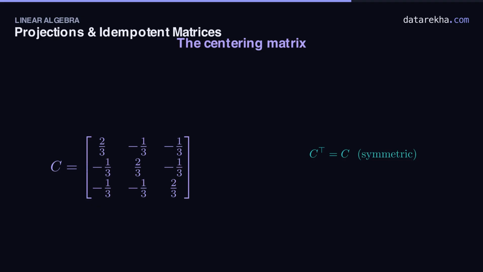It is clearly symmetric. And because 1 transpose 1 is just n, the cross terms collapse and C squared comes right back to C. So C is symmetric, an idempotent, an orthogonal projection.